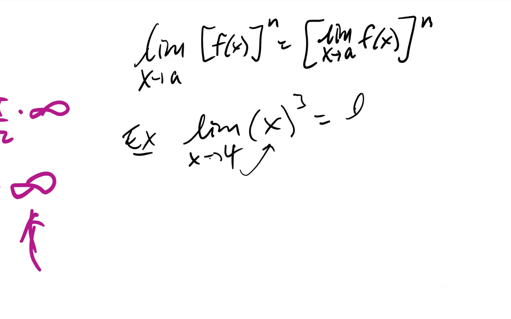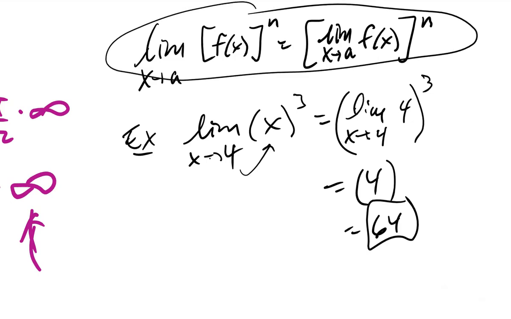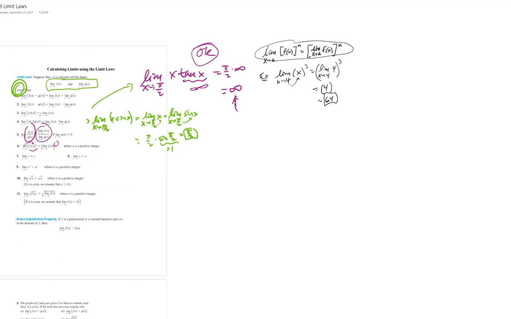So this is the limit as x goes to 4 of 4 and raise that to the 3 power. And now that's just 4 on the inside, which is just 64. Yeah, so there you have it. This one here comes in more often in more complicated problems, and we'll see those pretty soon.